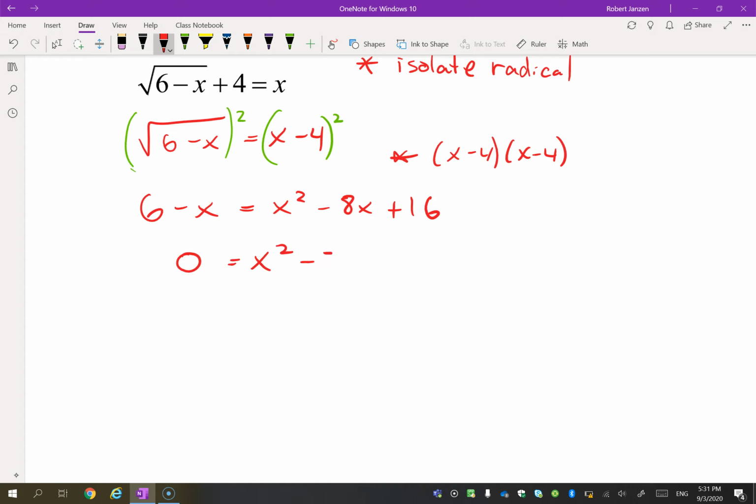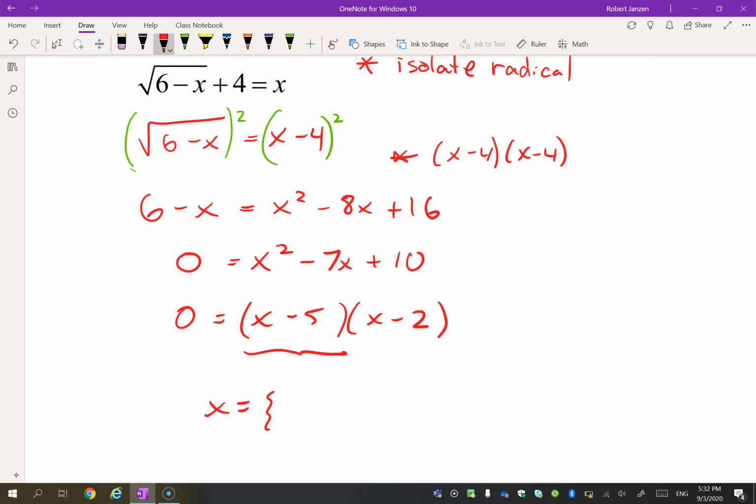Bring everything to one side. And we can factor it. And maybe you don't like writing out this step. What would make this equal to 0? Well, you should be able to just see that it would be 5, and then the second one, 2.